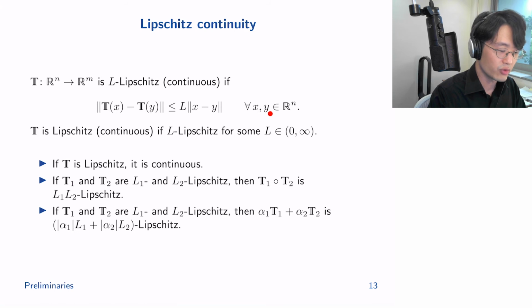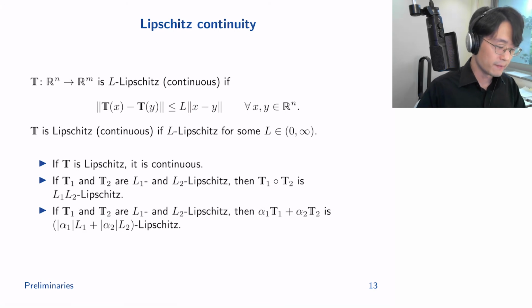To describe this inequality in English, if we consider two distinct inputs x and y a certain distance apart, then the difference of the outputs, the output of the operator T at x and the output of the operator T at y, should be bounded by L times the difference of the inputs.